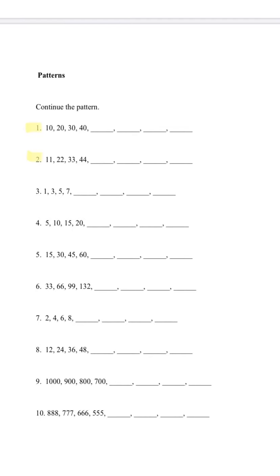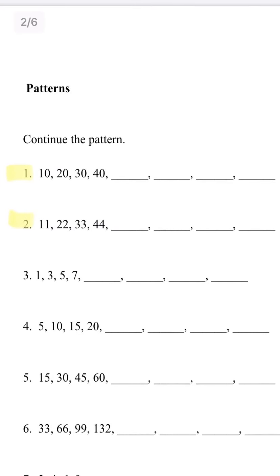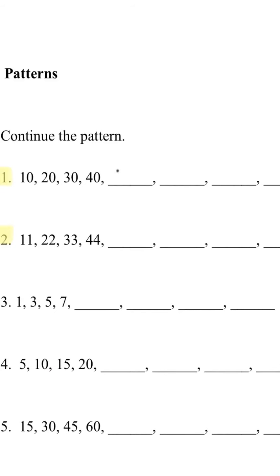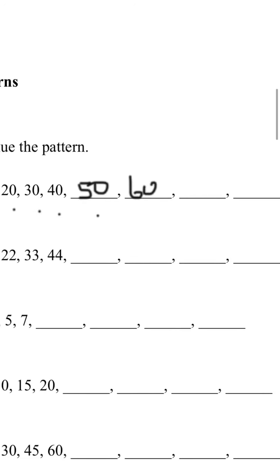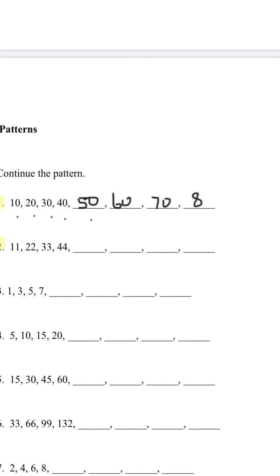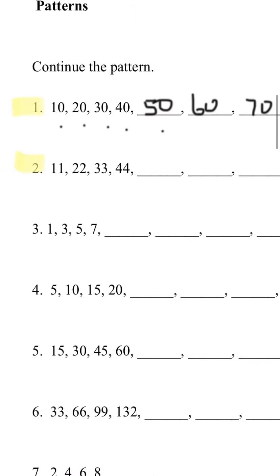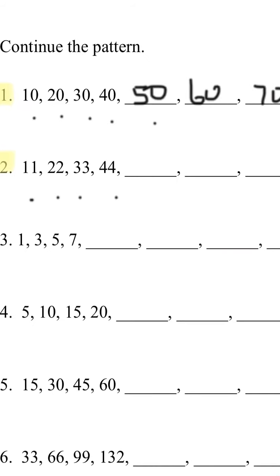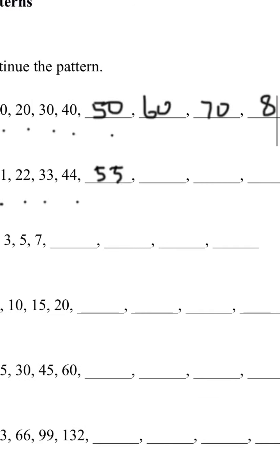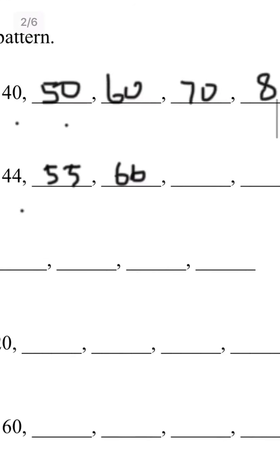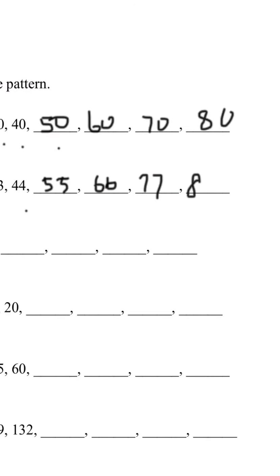So it says continue the pattern. So number 1. Do you guys see the pattern? Well, hopefully you guys do, because it is 10, 20, 30, 40, 50, 60, 70, and 80, right? Next, number 2. Do you guys see the pattern again? Well, hopefully you guys do, because it is 11, 22, 33, 44, 55, 66, 77, and 88.